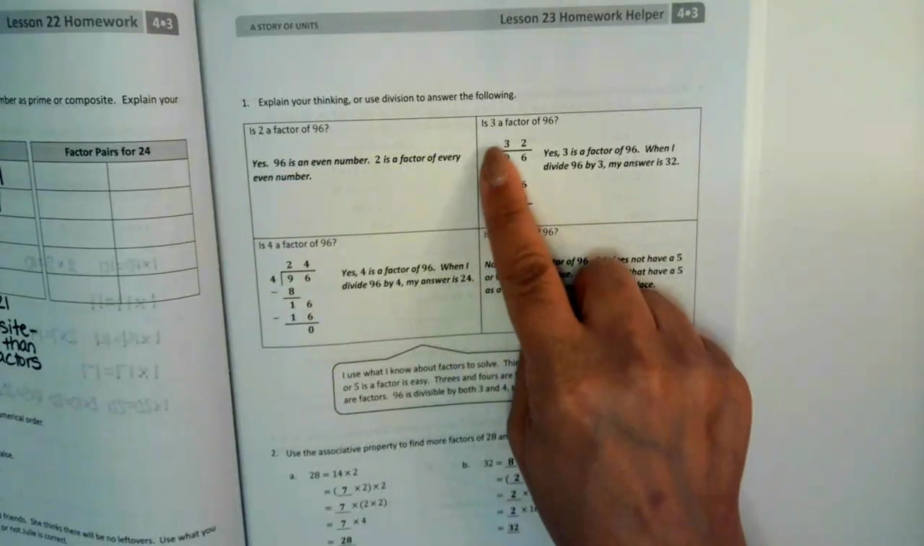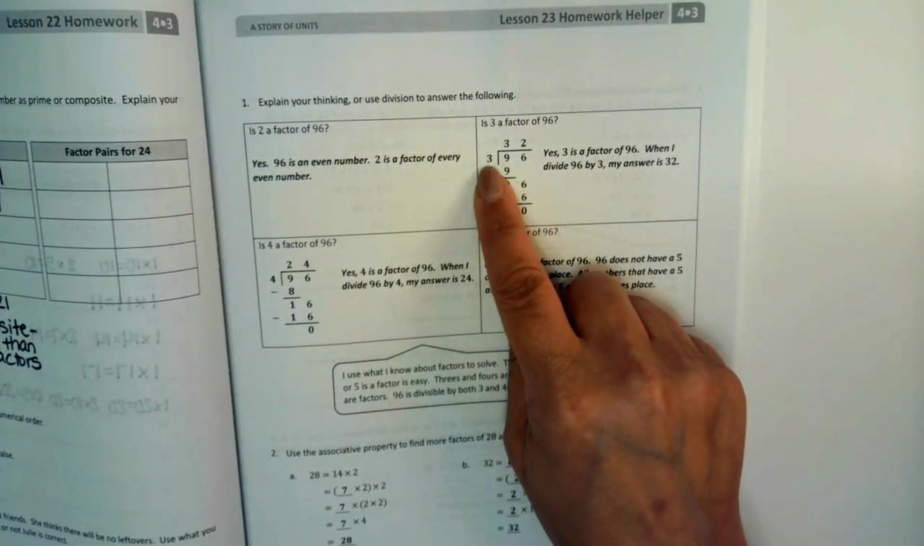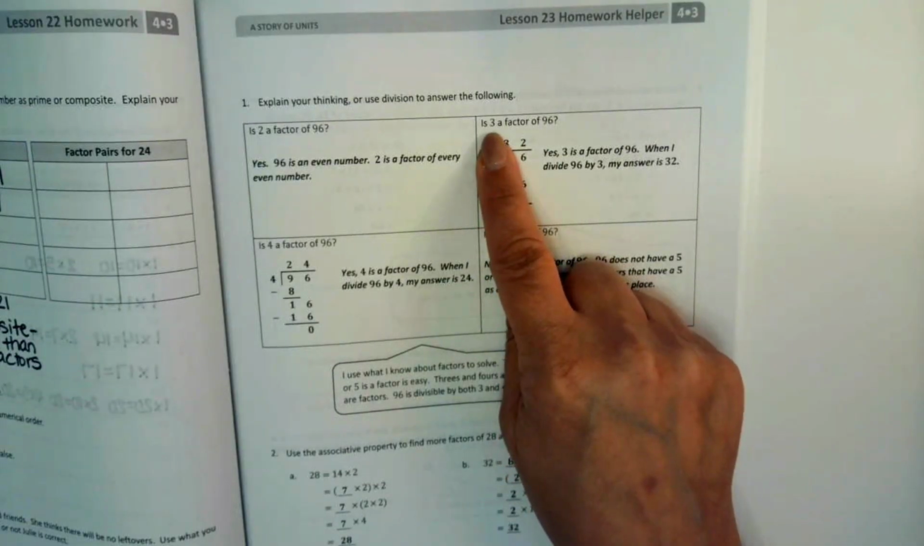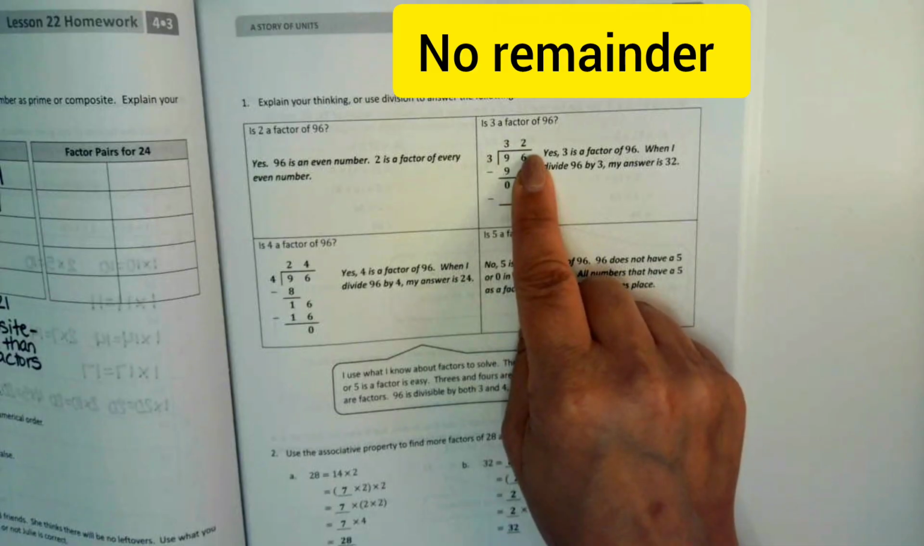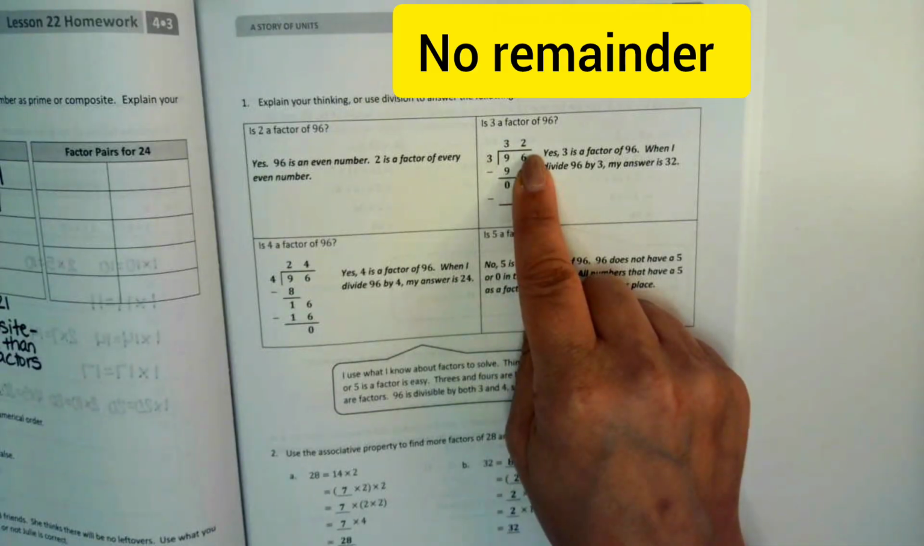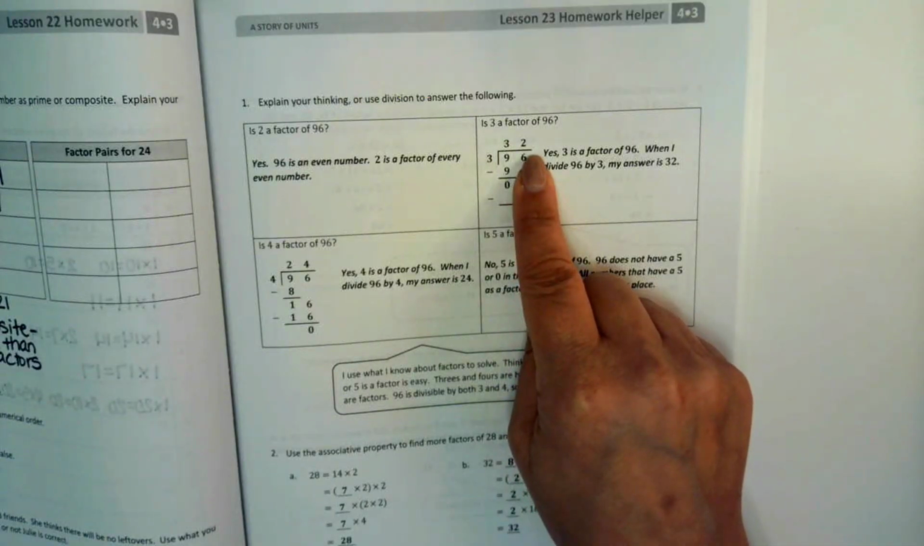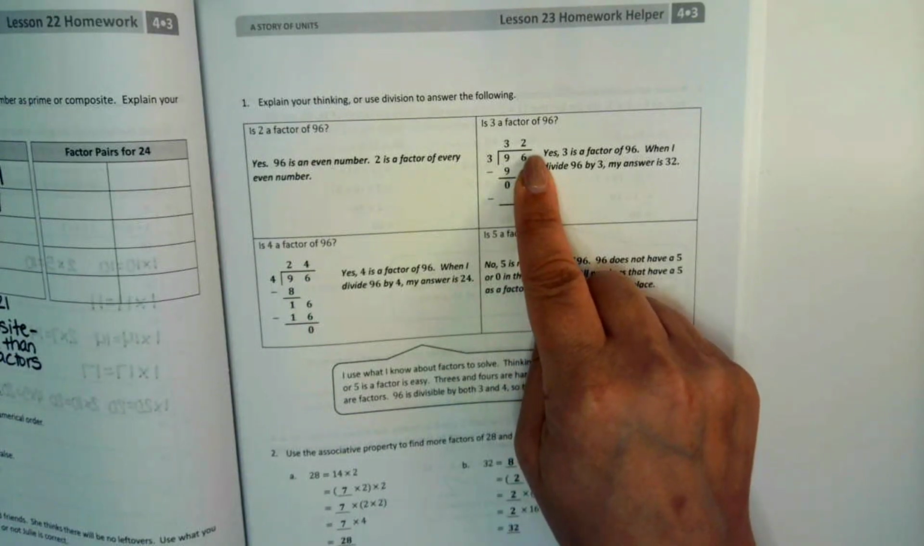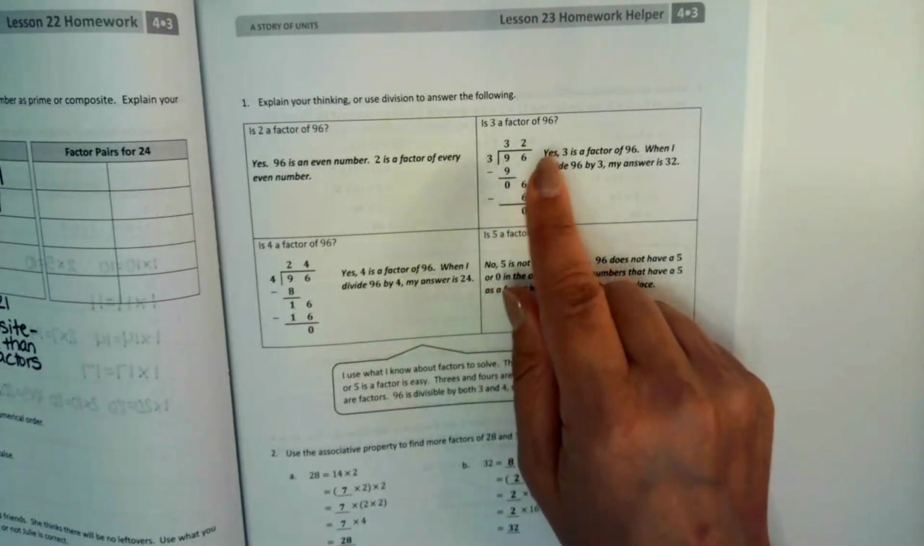So if you can divide by the number that it's asking if it's a factor and you don't get a remainder, then that means it is a factor. If you get a remainder, then the answer is no, it's not a factor.